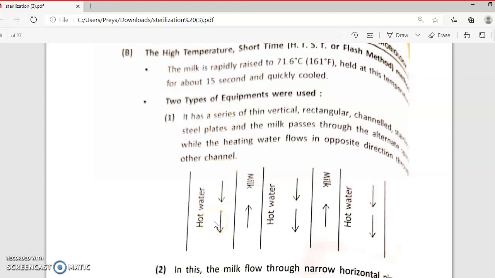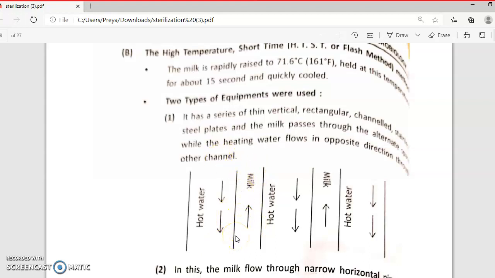Why is it required? Why are the hot water and milk in opposite directions? Why is it not considered in the same direction? Because opposite direction will give you maximum exchange of the heat. Because here the hot is more and here the cold water is more, right? So there is a temperature difference in each and every path.